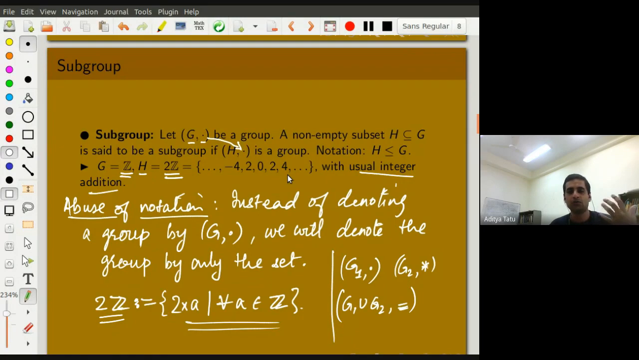Can someone tell me what the steps involved here are? If I give you an arbitrary group, an example of a group, and a particular subset of that group, and I ask you to see whether that subset is a group or not, how will you proceed?